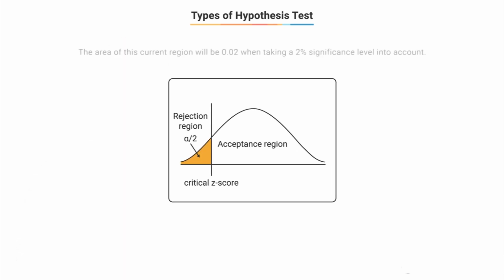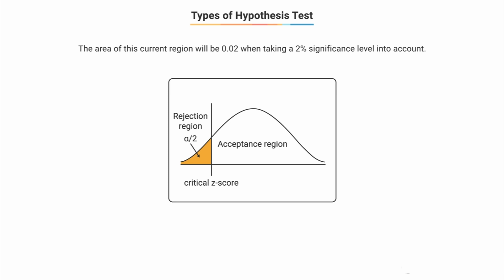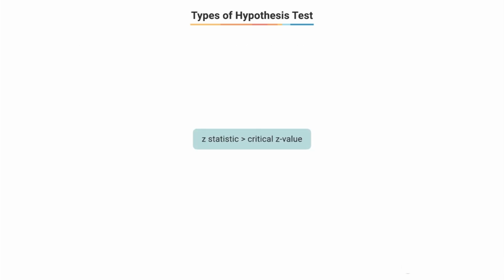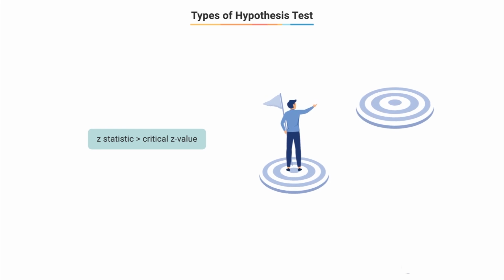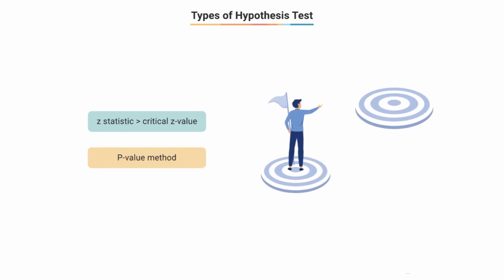Since we are considering a 2% significance level, the area of this colored region will be 0.02. Hence the critical Z value will be the value corresponding to 0.02, and your rejection criterion will be to reject the null hypothesis if your Z statistic lies inside this rejection region. This means that you can reject the null hypothesis if your calculated Z statistic is less than your critical Z value. In the next set of discussions, we'll be learning about another approach known as the p-value method.